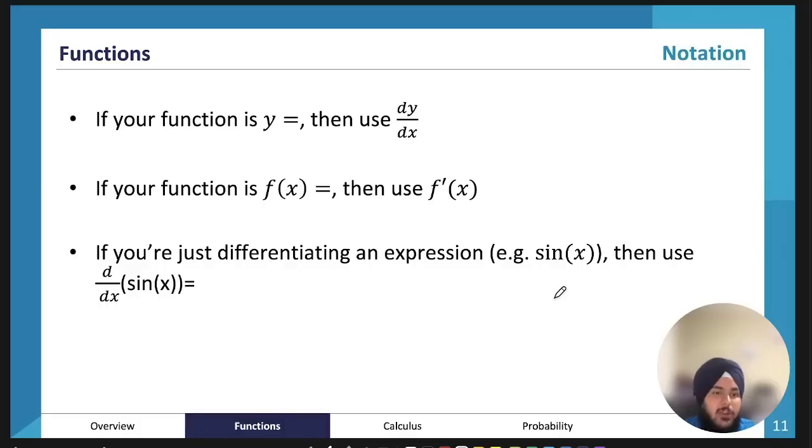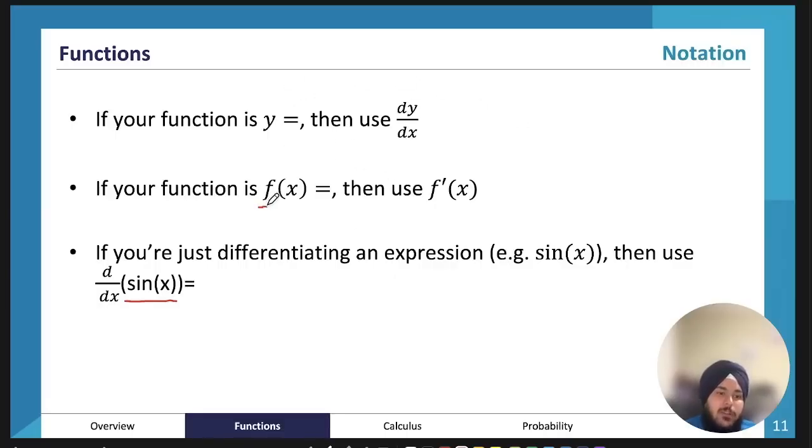Okay, so just some other notation. If your function is y, then we use dy/dx when we're deriving it. If your function is f(x), then we use f'(x). And if you're just differentiating a random expression, which is not an equation, then we use d/dx, and then we put in brackets what we are basically deriving. So what's the expression that we're deriving? Really important. It really does make a difference. Well, in the grand scheme of things, it doesn't really matter that much, but in terms of your working out, this would actually be really important.